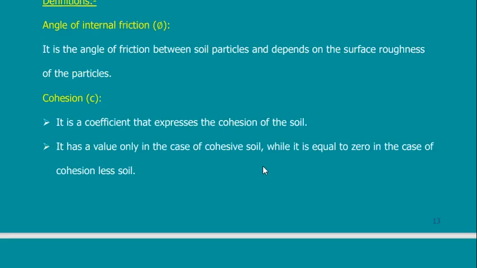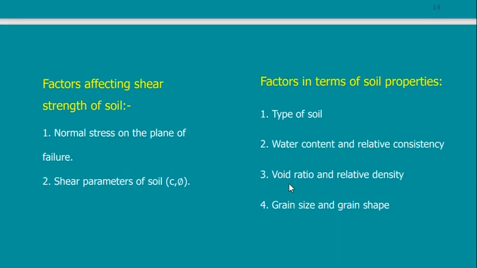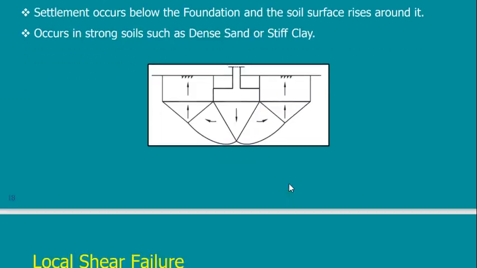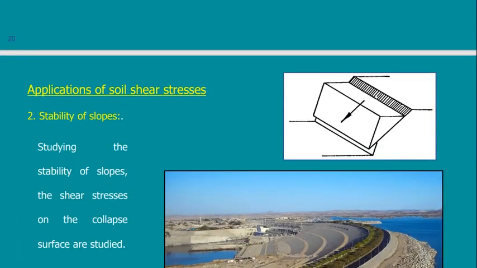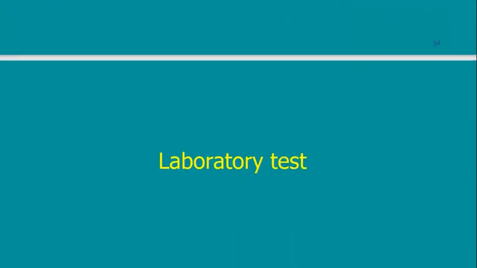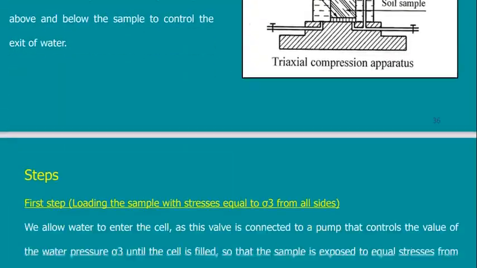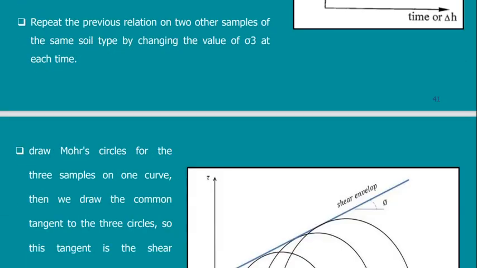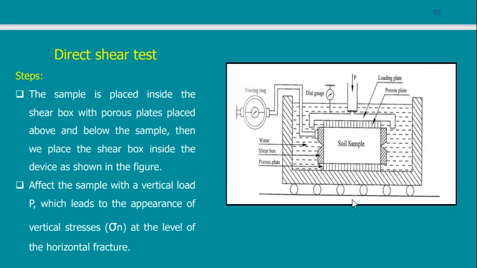This is slope stability. I think that there is a drawing here for this test. We'll just go to it. I think, yes, this is the laboratory test. So this is our test. This is the direct shear test that we conducted in the coursework.